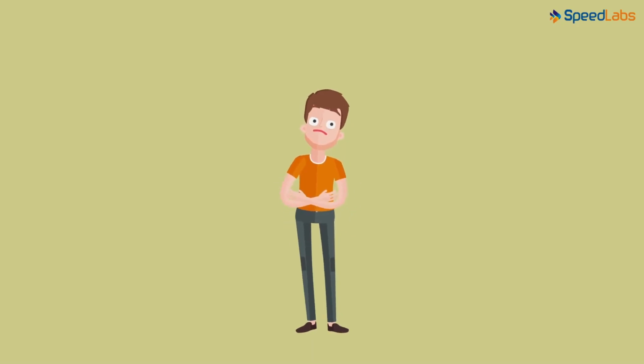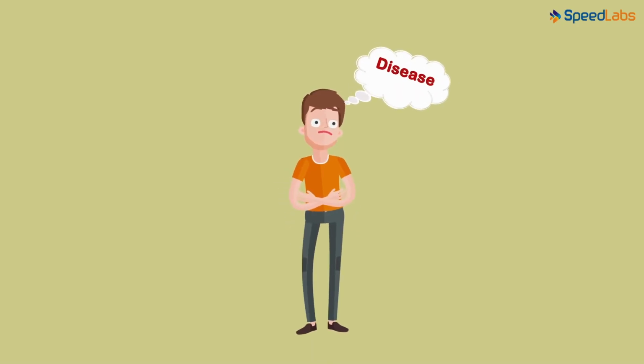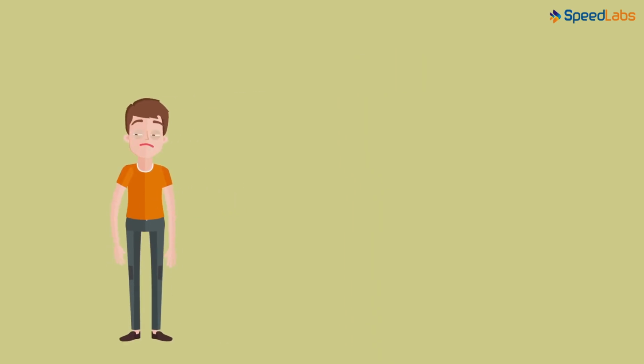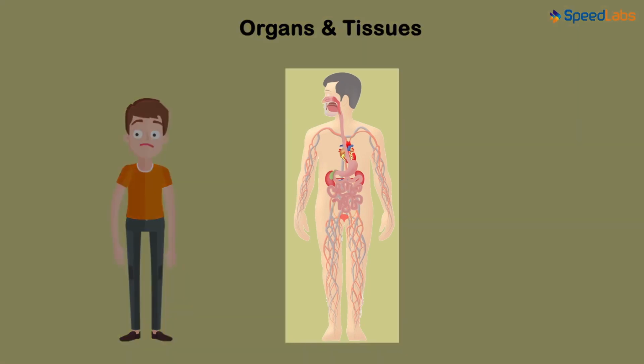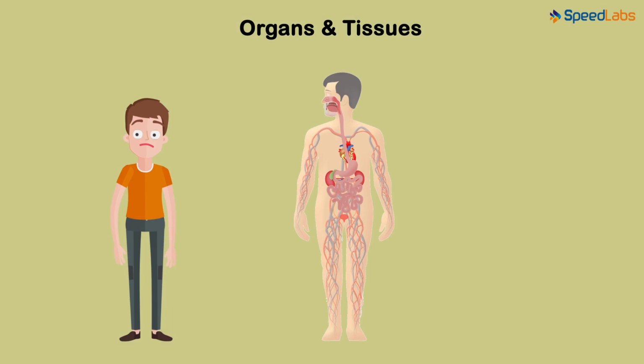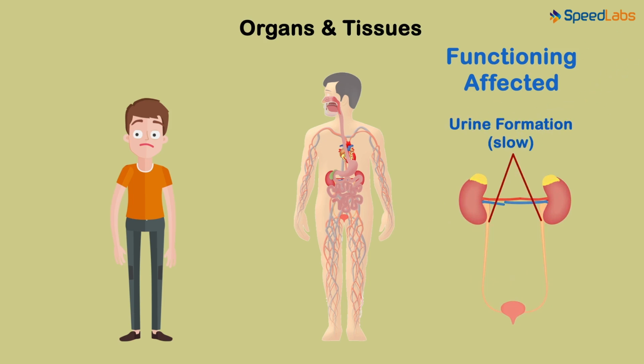How do we know that we are suffering from a disease? Can we see a disease? Of course not. We know that our body is made up of specific organs and tissues. Each of them performs a particular function. When we suffer from a disease, some of these organs do not function efficiently. For instance, the kidneys may not function properly.